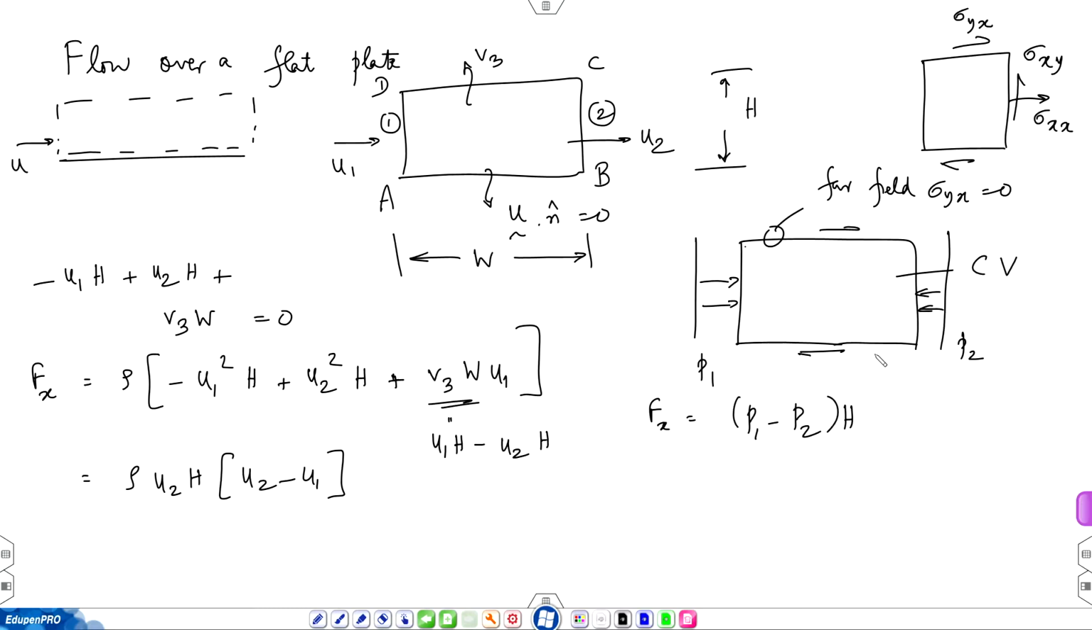So, at the wall, the notation we use for shear stress is tau wall. As per notation, it is negative tau wall times the width. These are the forces acting on the control volume. See, there is no object inside, so it is only at the boundaries that the forces will appear.